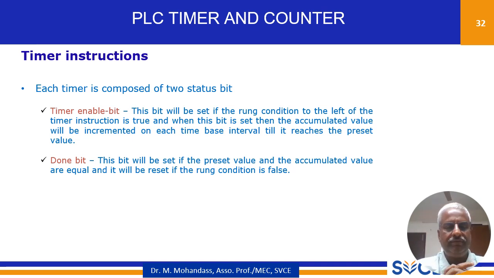The done bit will be set if the preset value and the accumulated value are equal, and it will be reset if the rung condition is false. After completing one cycle, the accumulated value should be reset to 0, because while executing the program multiple times in a cyclic manner, the accumulated value should be 0. Then it will start to count from 0 until the predefined value.